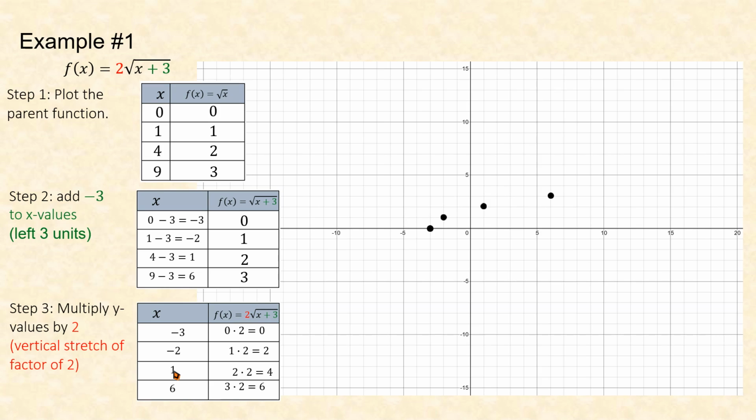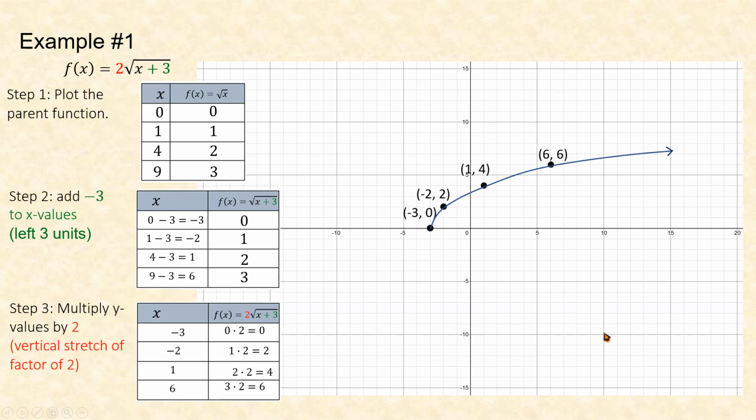And what that does is all the values go twice as far away from the x-axis, right? You see, this one is on it, so it doesn't go anywhere. But these move twice as far away, okay? And there you go. Those are my new points. I make a sketch, and there's my graph.